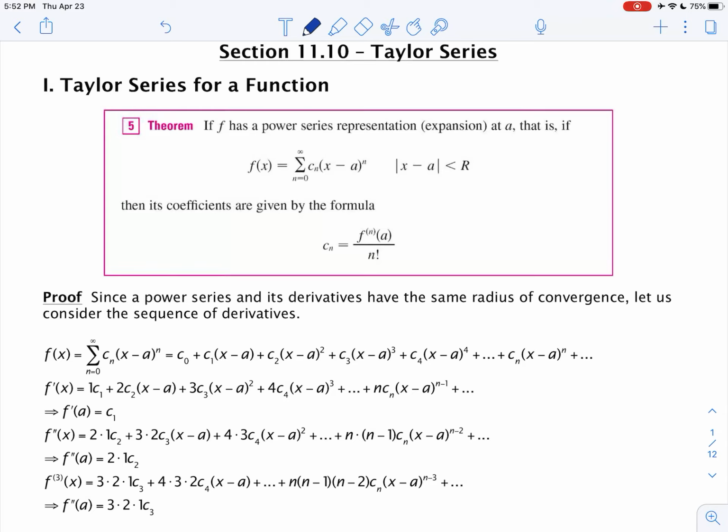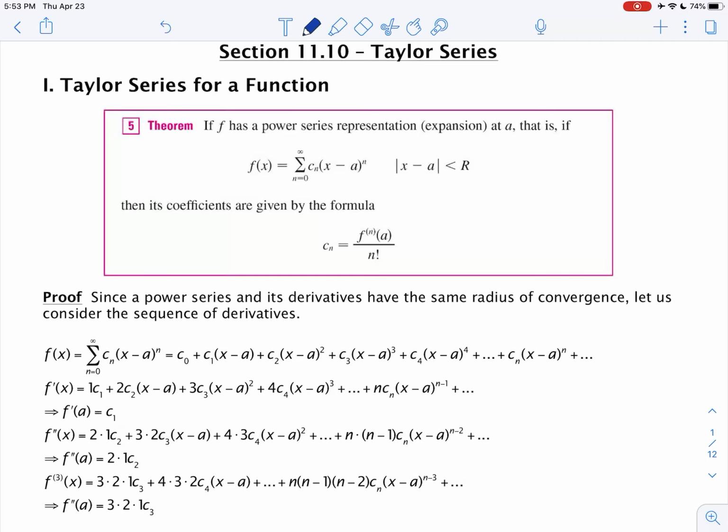So what's a Taylor series for a function? A Taylor series is a power series, but instead of being centered at a equal to 0, we're going to allow a to be any value. So a can be 0, and you can still call it a Taylor series, but when a actually does equal 0, then you want to call it a Maclaurin series.